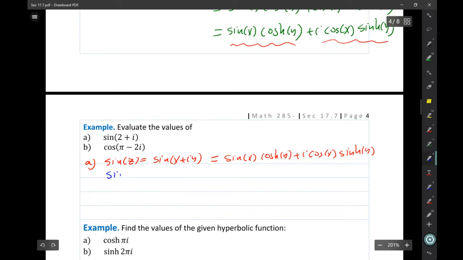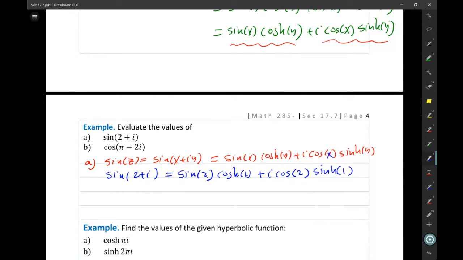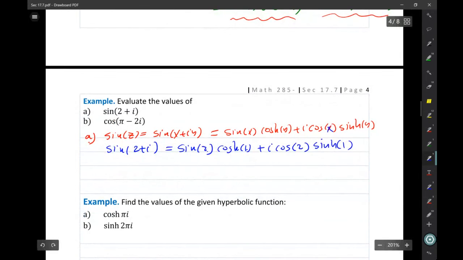Therefore, sine of 2 plus i is equal to sine 2 cos 1 plus i cosine 2 sin 1. And you just use the calculator to find it, but make sure your calculator is in radian mode.